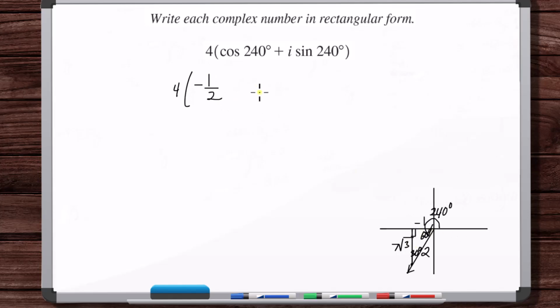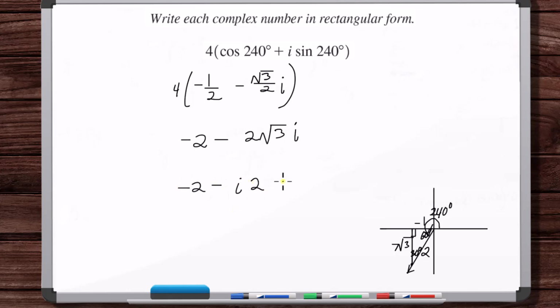So let's see. Minus 2, like that. So we can write it this way. There we go. We went from the polar form, and we have the same complex number in rectangular form.